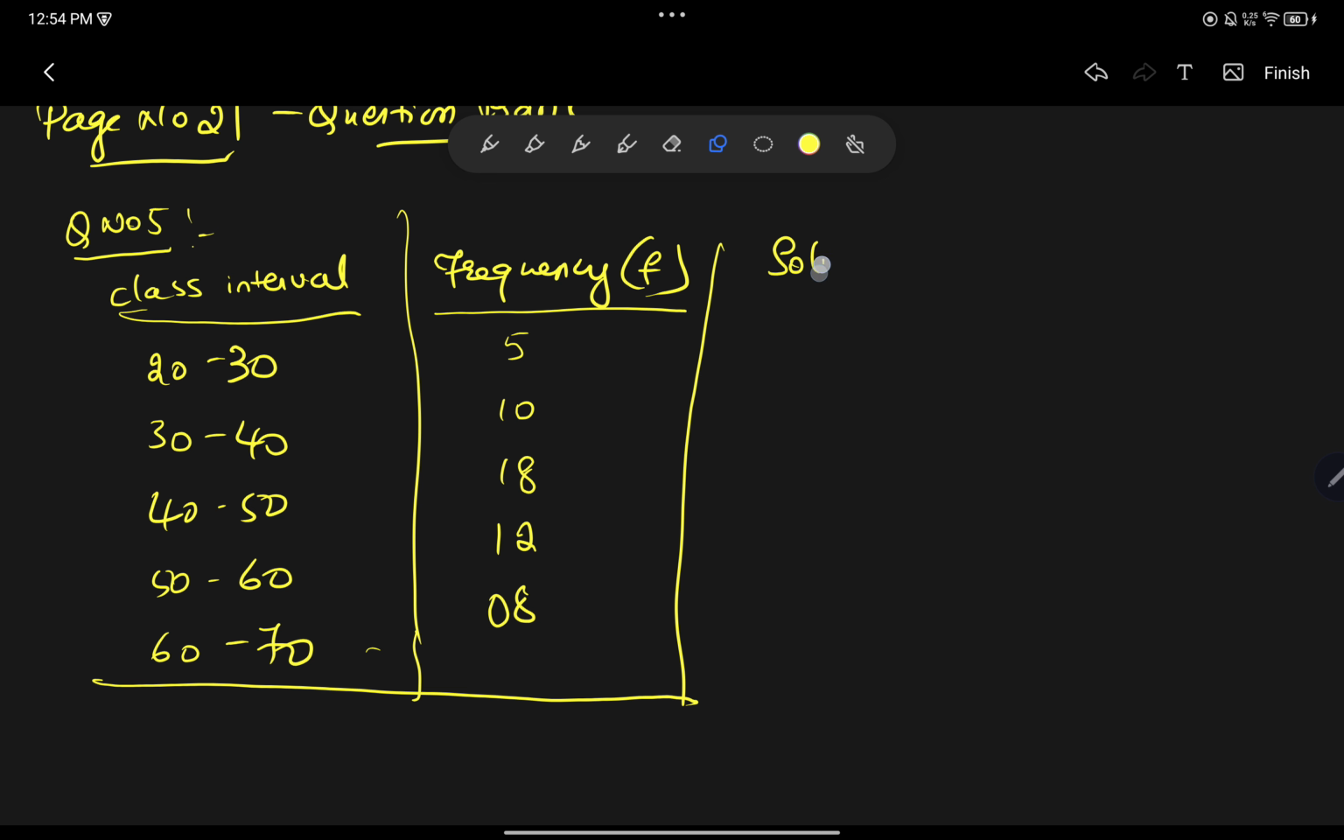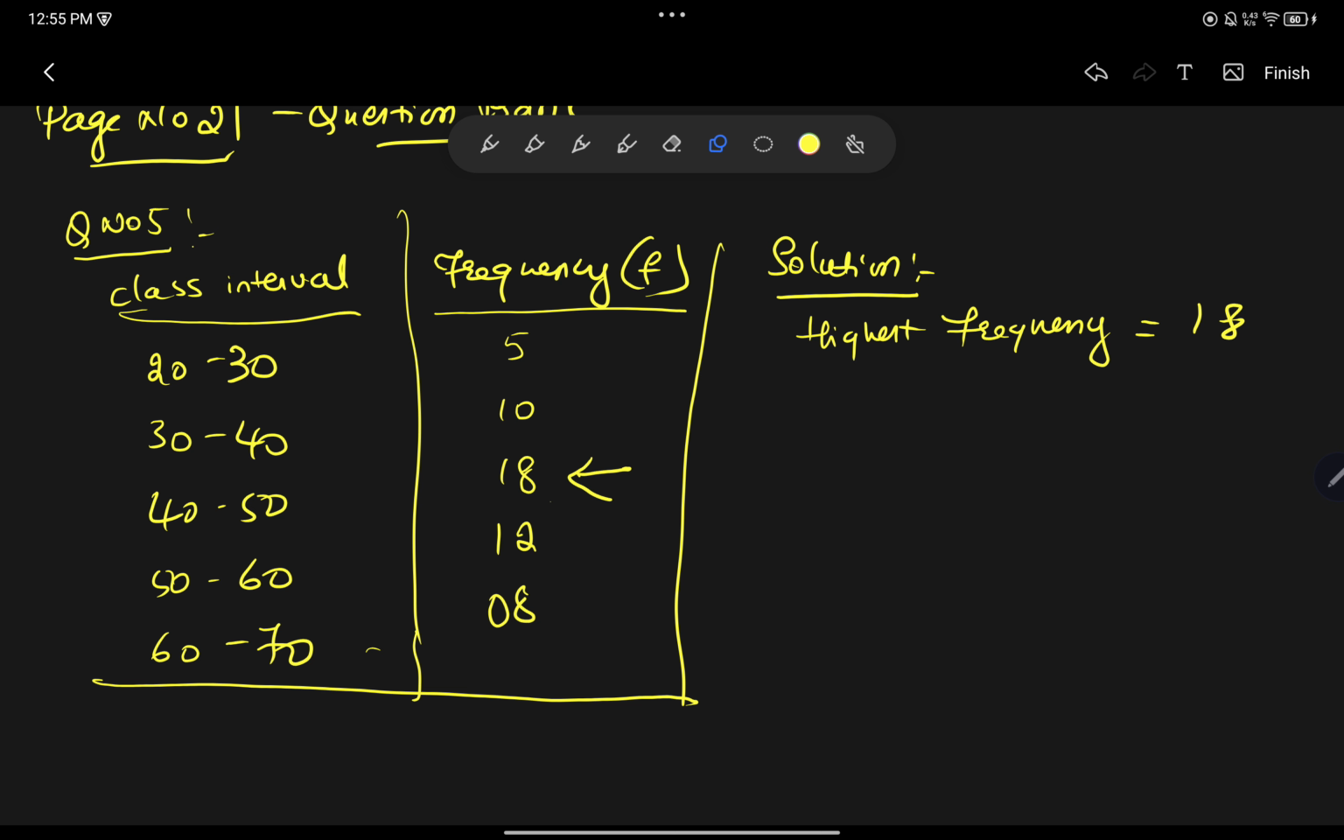Solution. First you need to find the highest frequency. Which is the highest frequency? 18 is the highest frequency, because 18 is the greatest number among 5, 10, 18, 12, 8. If you observe, 18 is greater than all the other 4 numbers. So the highest frequency is 18.